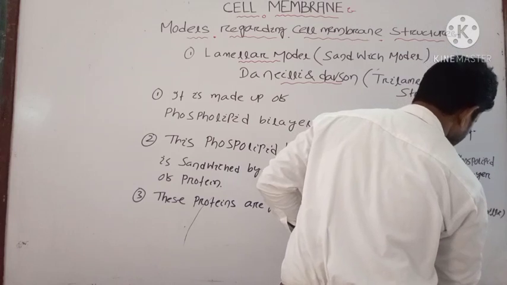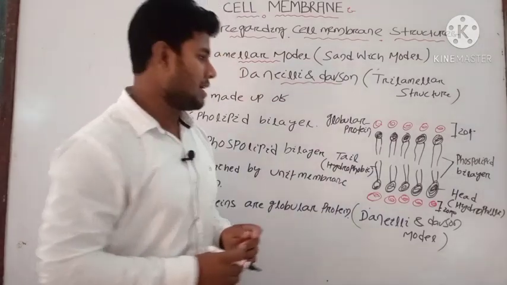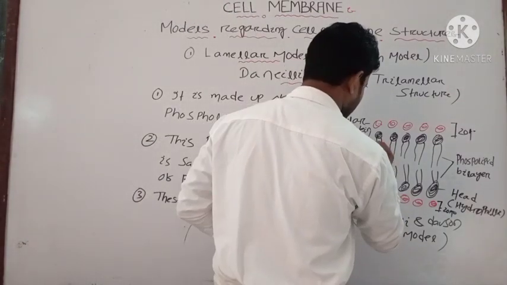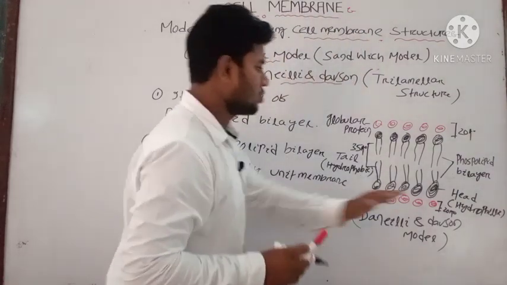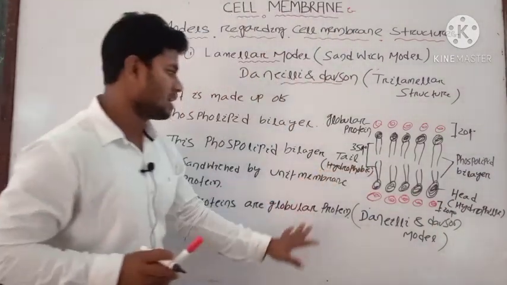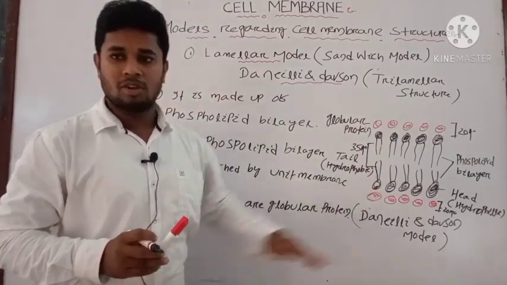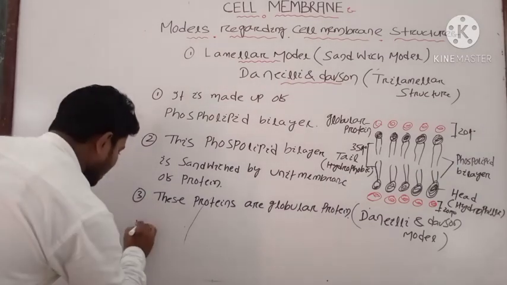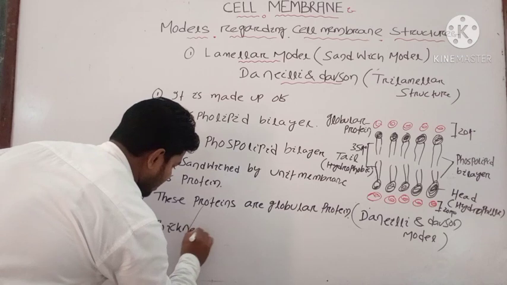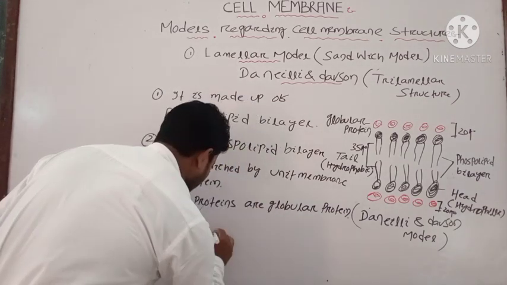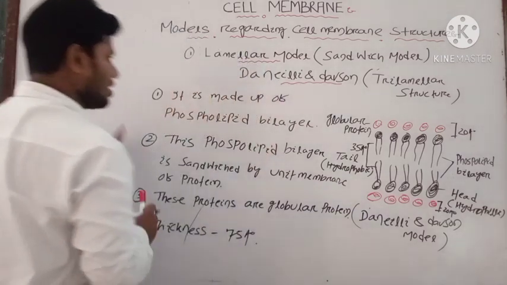This protein also 20 angstrom, and phospholipid bilayer is around 35 angstrom. Around 20 plus 20 plus 35 is the thickness of the biomembrane, around 75 angstrom. Thickness of the sandwich model is around 75 angstrom. Okay, note down these points.